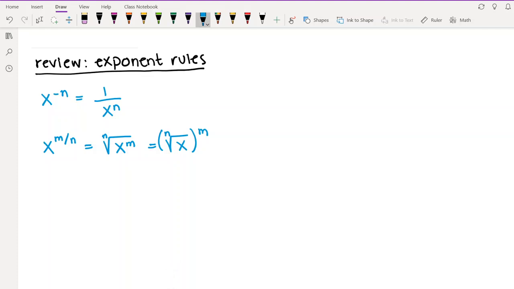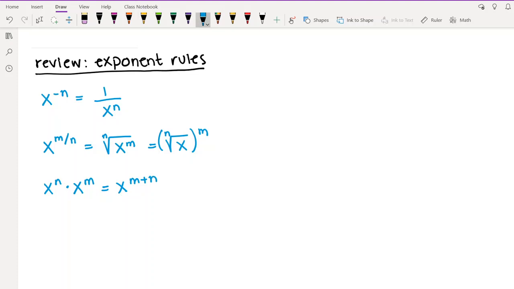Another rule that's good to know, actually probably just one more that I'll give you right now, is that if you have the same base being multiplied with itself, you can add those powers. So that would be x to the m plus n. Where does that come from? Just think about what it means.